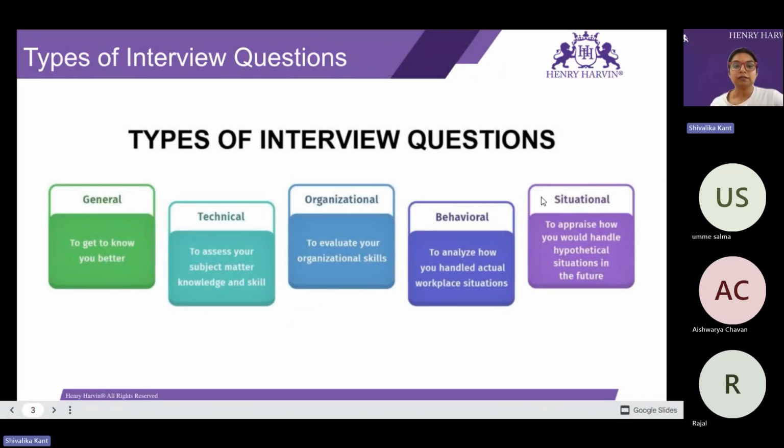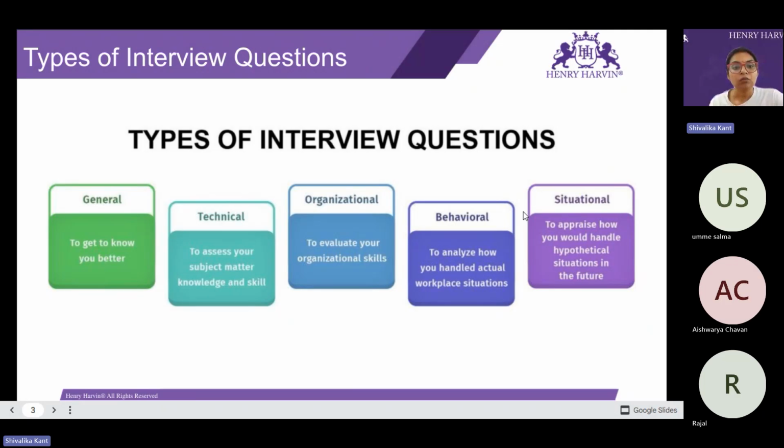So basically, these are the 5 categories in general. Together, from general to situational questions during the interviews, they help the companies get a complete picture about you: your behavior, your attitude, your knowledge, your skills, your work habits, your efficiency. Everything in detail.